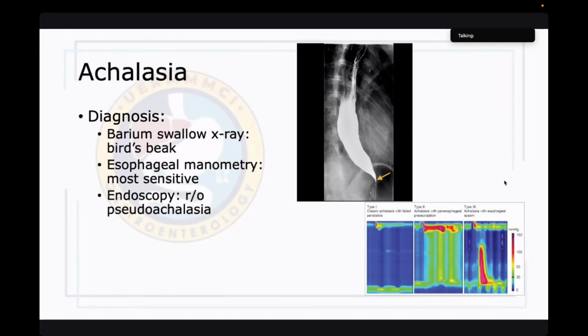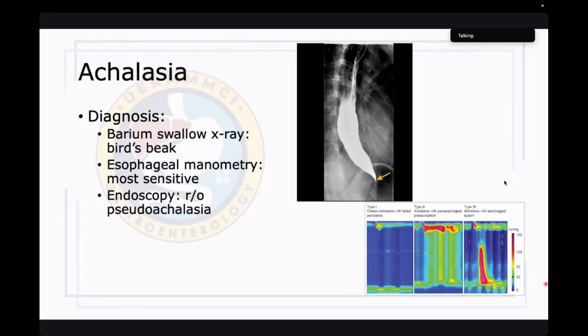Achalasia is diagnosed by barium swallow or by esophageal manometry. So on barium swallow, the appearance of a dilated esophagus with poor emptying is appreciated, and there is also tapering at the lower esophageal sphincter, giving it what we call the bird's beak appearance.